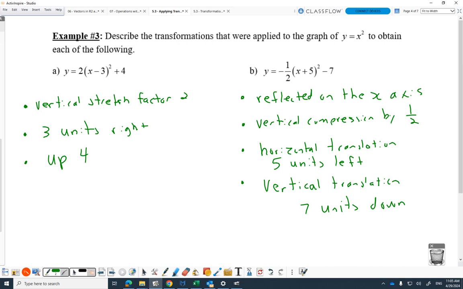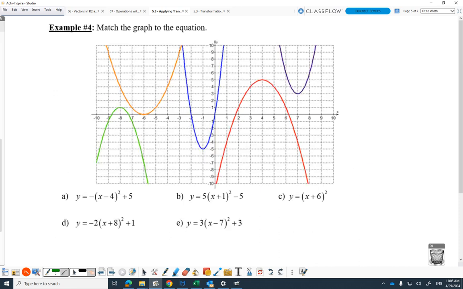Two more examples? Match the graph, always fun. And then actually, the culmination of everything we've been doing, let's actually graph some that we can do. All right, match the graph.